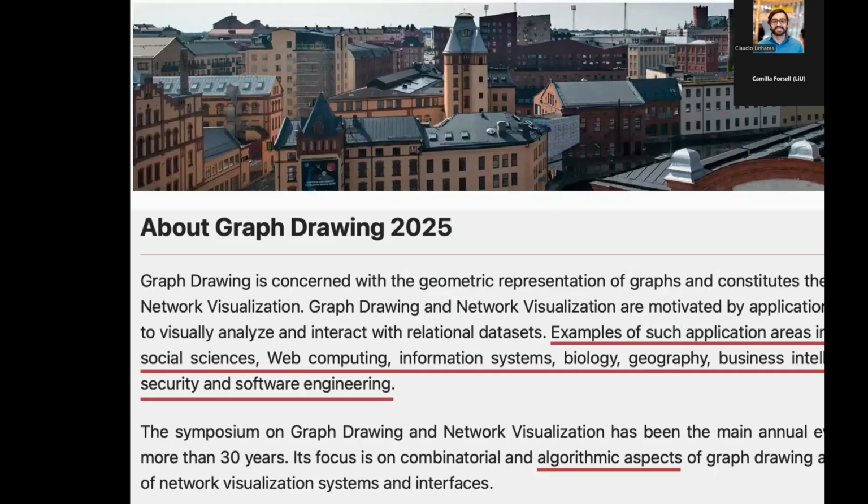But first, before we continue, I would like to know a bit more about you. This is from the web page. And it says that there are application areas in data science, social sciences, web computing, information systems, biology, etc. Would you like to share what you work with? And you can also think, are you more towards this side, or are you perhaps more on design, user experience, graphical design?